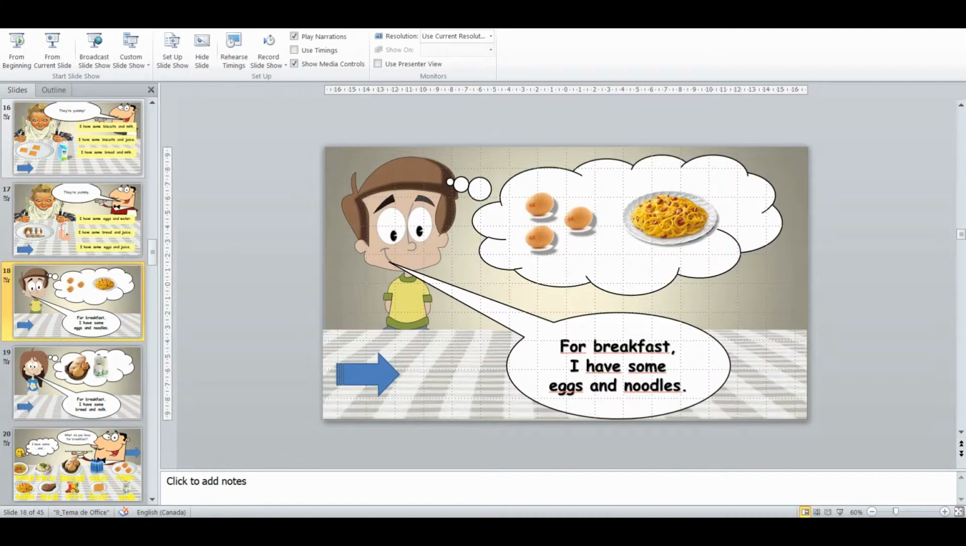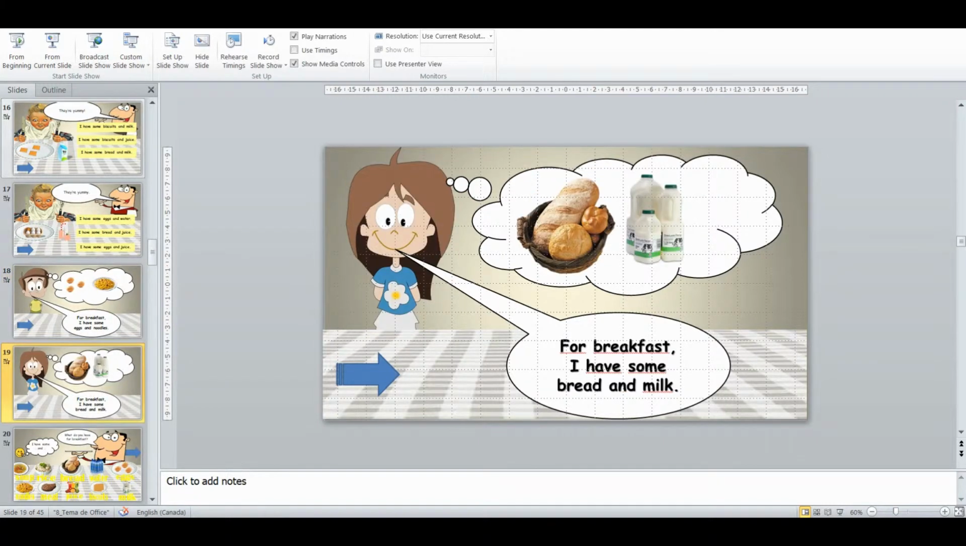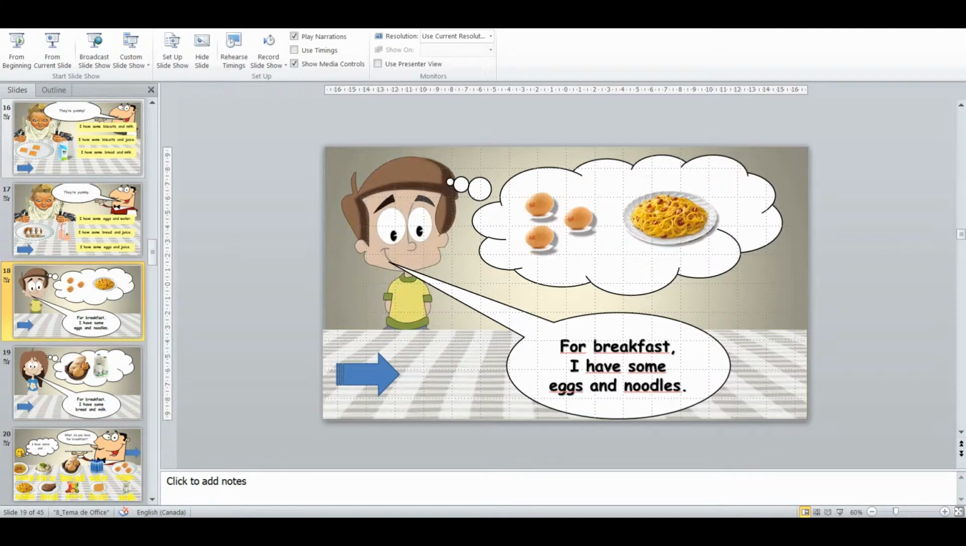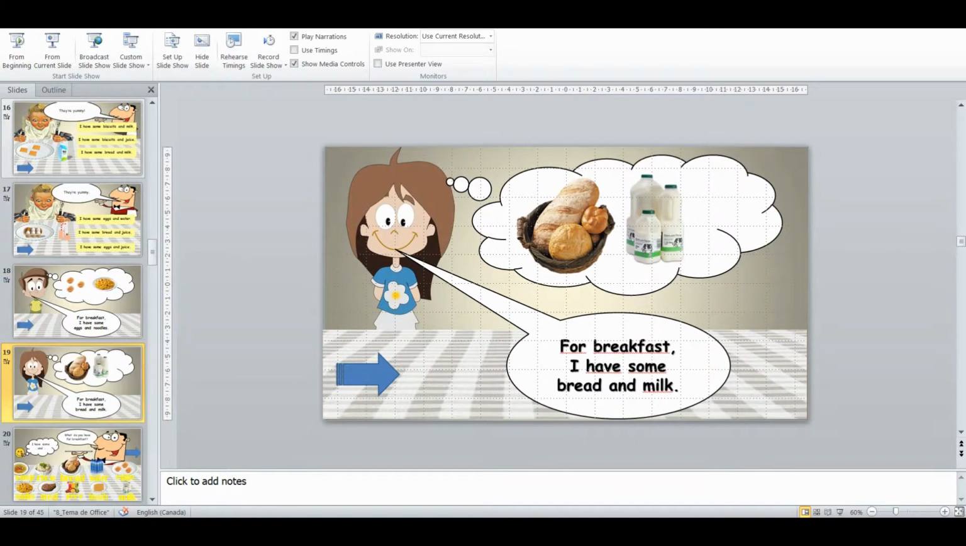And from there, we're now giving a small structure and examples for what they're going to do next. So I'll have them all repeat. For breakfast, I have some eggs and noodles. For breakfast, I have some bread and milk. And these are examples of just two different types of meals where they can basically combine food and food or food and drink.